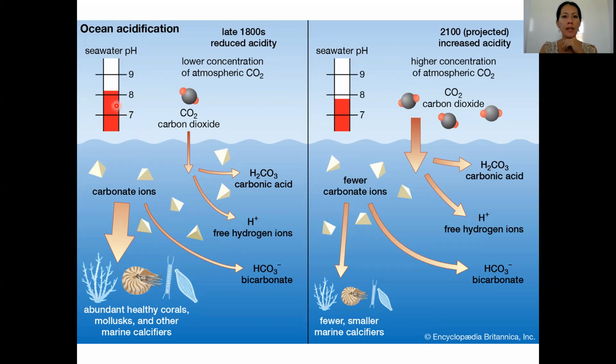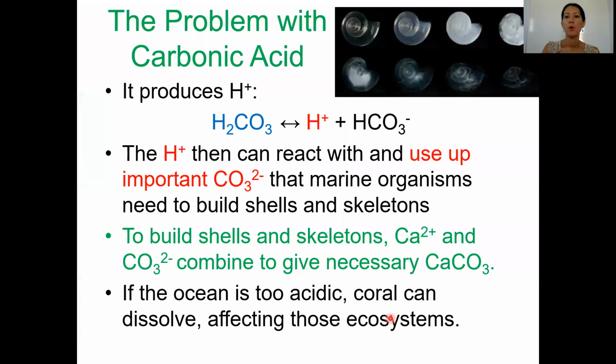We go from the late 1800s where you have a pH of over 8 to a pH of under 8 projected for the year 2100. So with more CO2, more carbonic acid, more H+ to sequester or use up the carbonate. And so you get fewer, smaller marine calcifiers. What does that look like? The shells start dissolving, and that's the biggest thing. They need carbonate to build their shells. So eventually, if the ocean is too acidic, coral can dissolve, affecting those ecosystems.